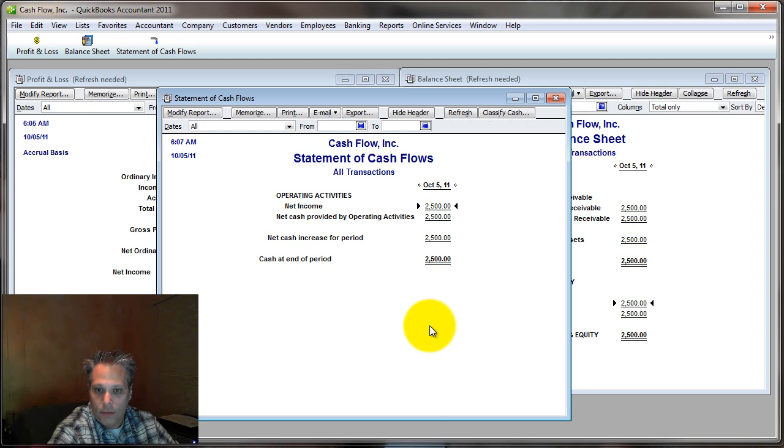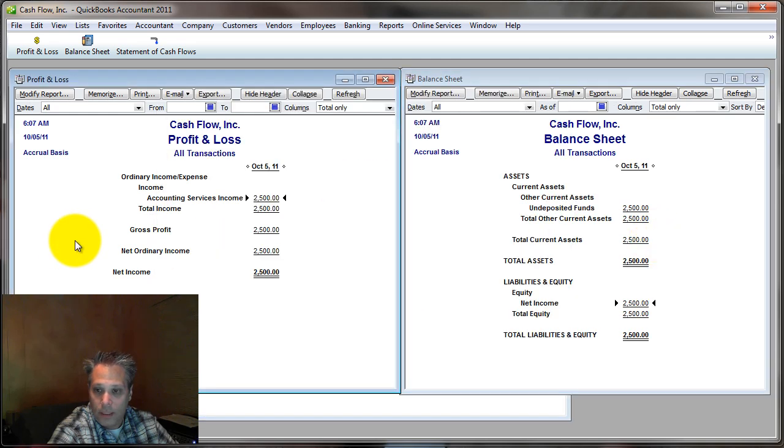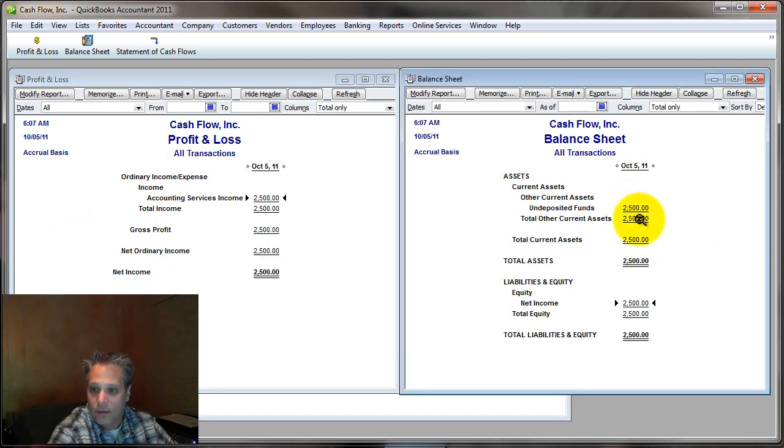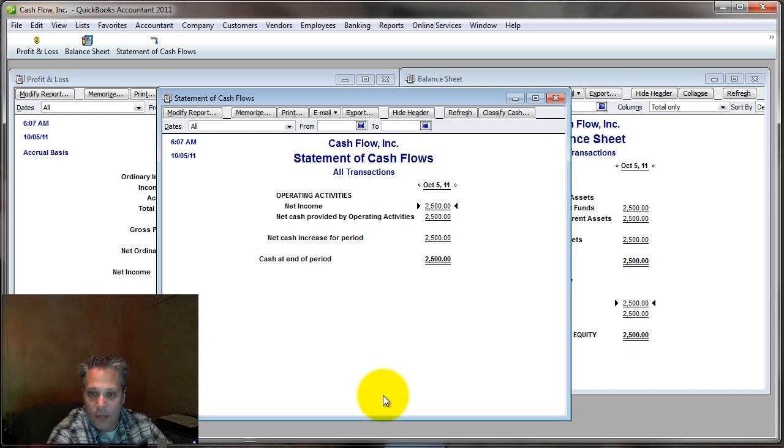Save and close. Now, as you hopefully know, this money is still not in the bank. It goes into undeposited funds. So we just moved it from accounts receivable to undeposited funds. I don't have it in the bank yet. Go to the statement of cash flows.